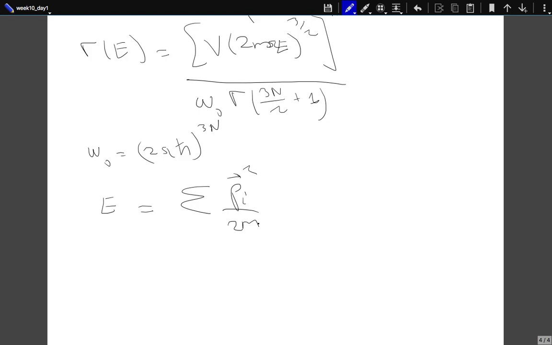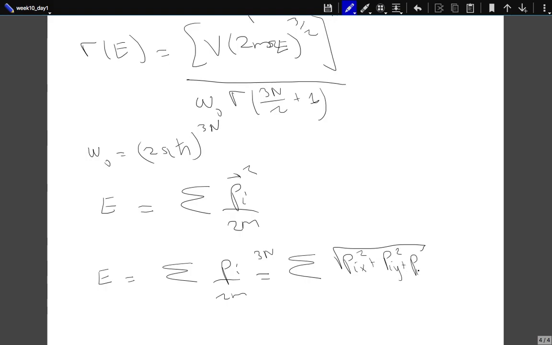But if it was not p squared, but let's say the magnitude, then it would have been different. In one, for example, if E was p over 2m, then it wouldn't be the case, because in 3 dimensions, this is just the square root of p_x squared plus p_y squared plus p_z squared, divided by 2m, for n particles.